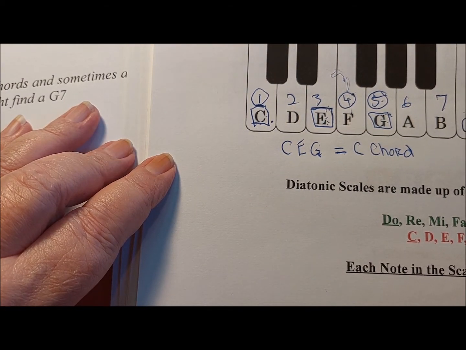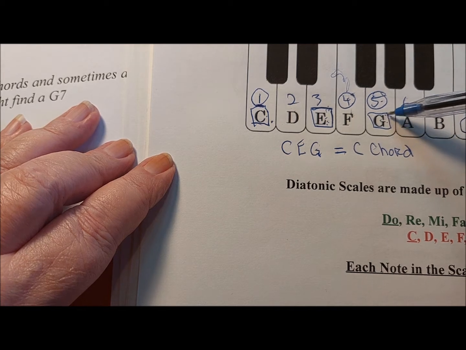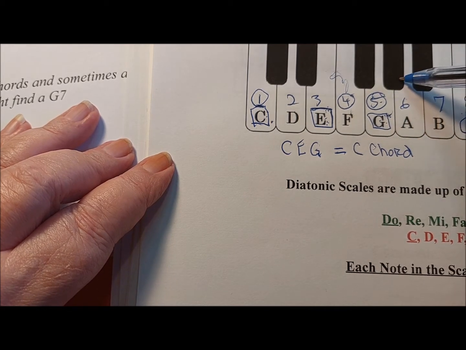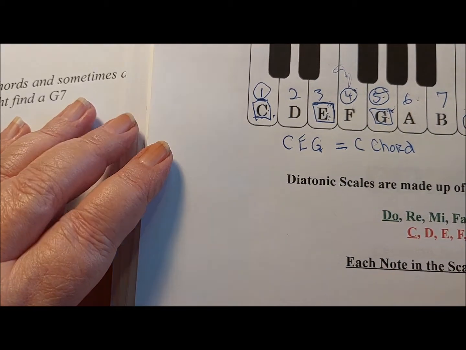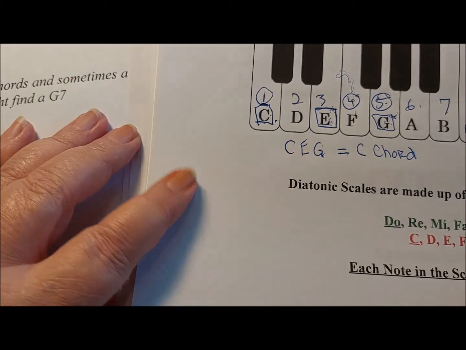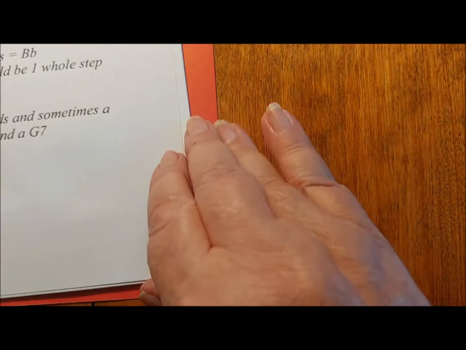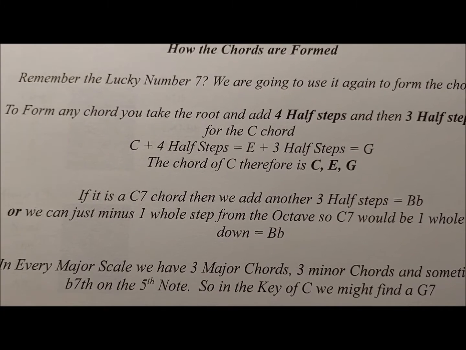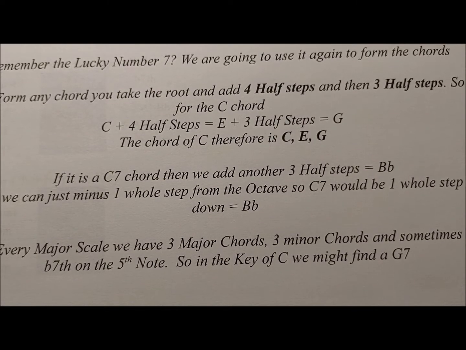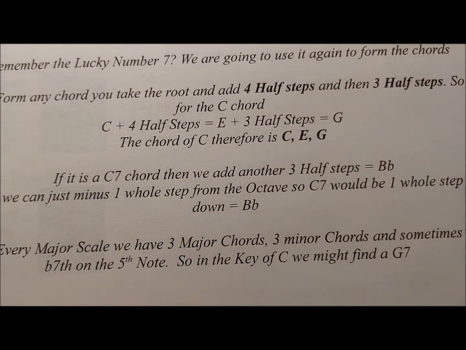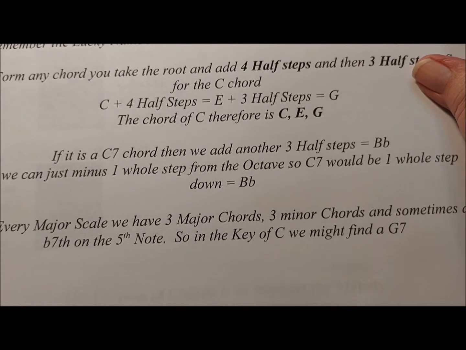If we want to add a 7th chord, then we add another 3. So if we're at G, we go 1, 2, 3, and that brings us to B flat. And that's why there's a B flat on that paper I showed you as the 7th. Or, like I said before, you can just minus a whole step from your octave. So C7 would be 1 whole step below C, which would bring you to B flat, because between C and B, there's only half a step.